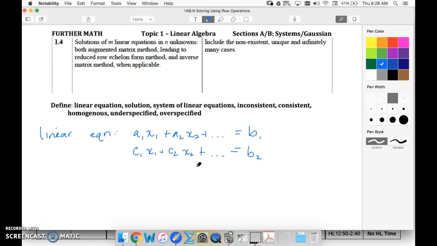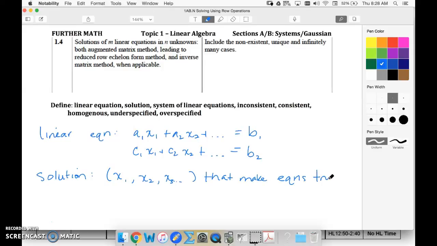A solution can be a single point, or it could be a set of points that make our equations true. So x1, x2, x3, for as many variables as I have, that make the equations true.